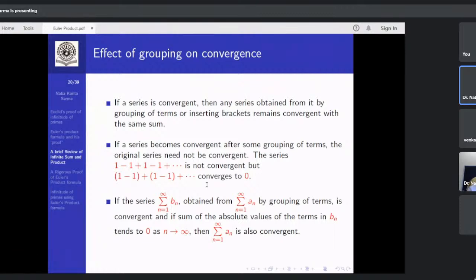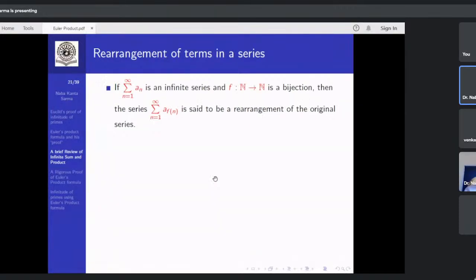So 2 will not go to 0. So that is why this third item is not applicable for the second. So grouping of terms is allowed for convergent series, but if the series is not convergent, we have to take proper care to group terms. Otherwise, we may get impossible results.